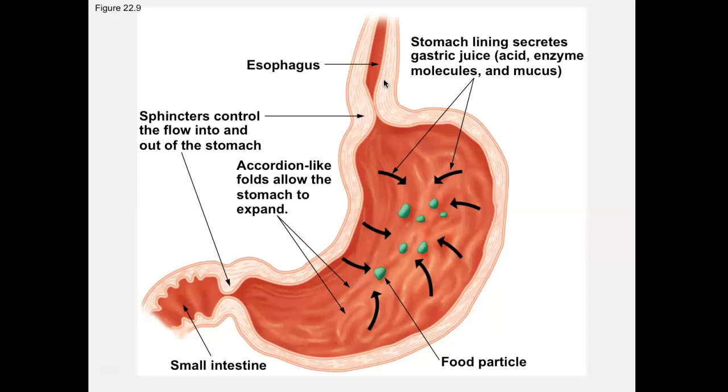Okay, GERD, letter B, is called gastroesophageal reflux disease or acid reflux. And this is just a very severe, very chronic heartburn. So for people who have it very frequently and it's very severe, that's GERD. And then stomach ulcers is our next disorder here.